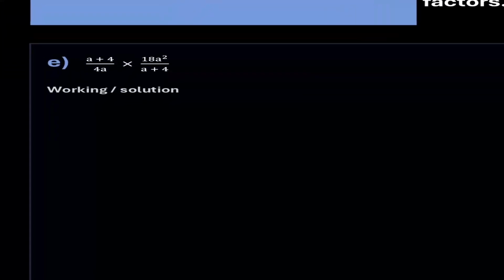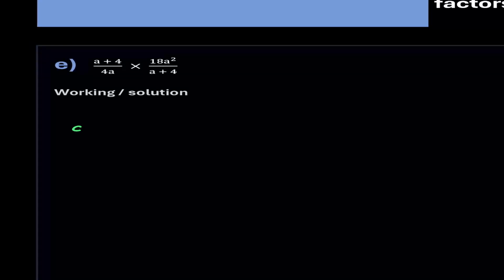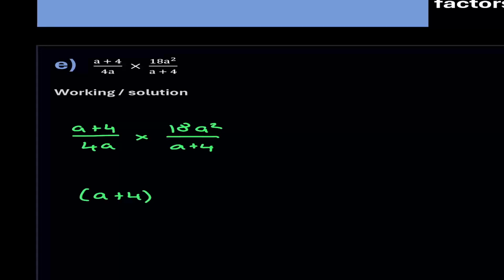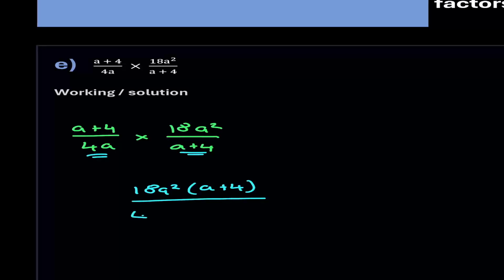Okay, a bit harder. Let's do this. Again, let's write it out. You've got a plus 4 on 4a multiplied by 18a squared on a plus 4. We're just going to do top times top. So a plus 4 multiplied by 18a squared. Let's write the 18a squared first outside the brackets, and then a plus 4 inside the brackets. And then it's those two multiplied by each other. So 4a plus 4.